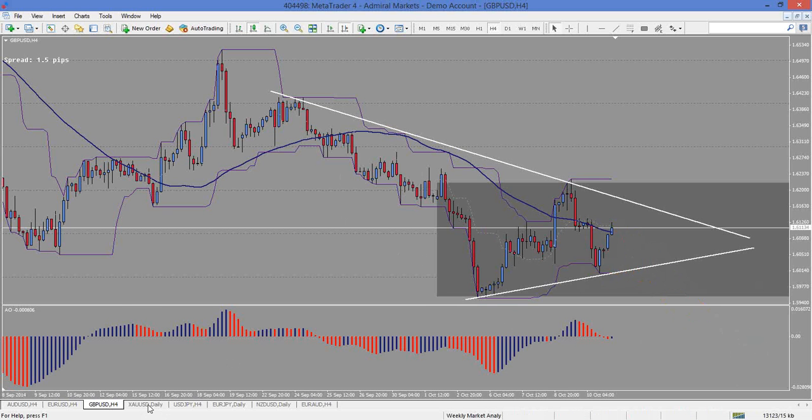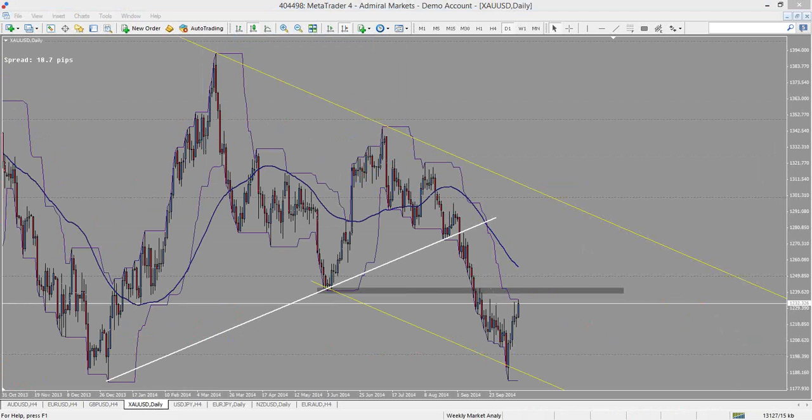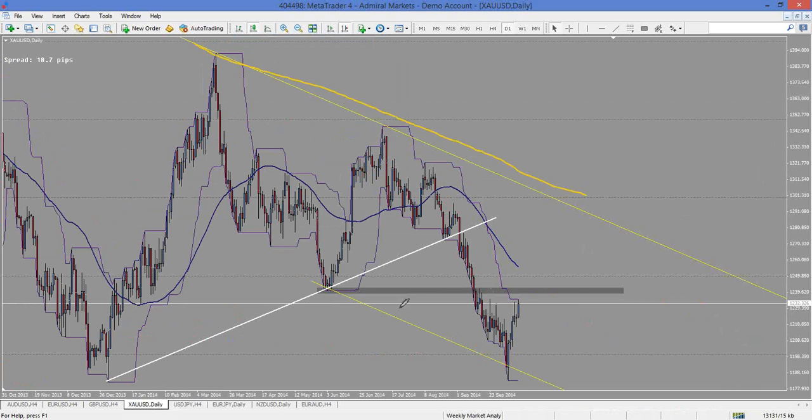So let's have a look at gold. Last time we did this, I drew this channel, but at the time I think gold was up here somewhere, so we had not reached this level here. Did anybody trade this bounce? Anybody trade that bounce on gold?